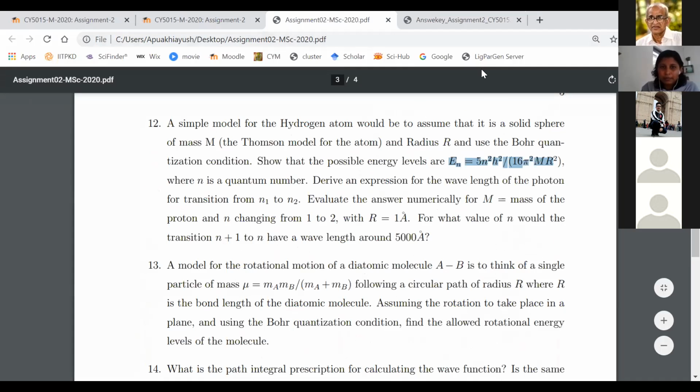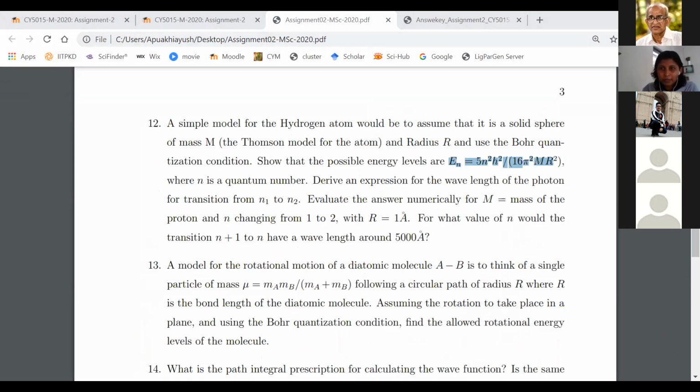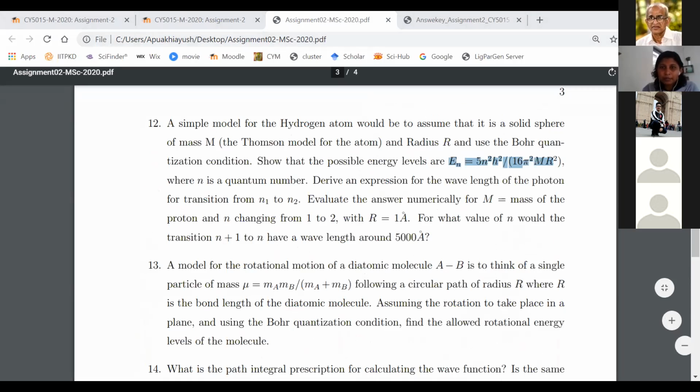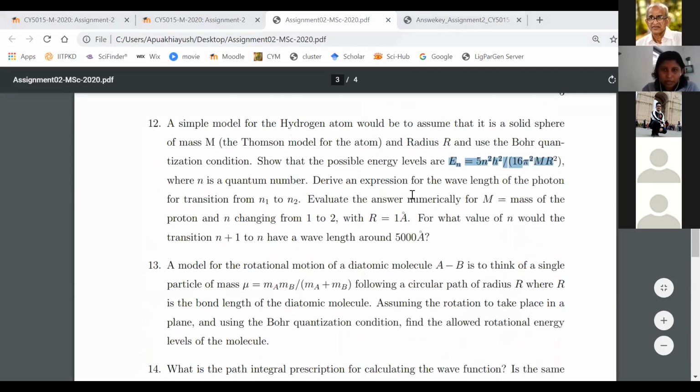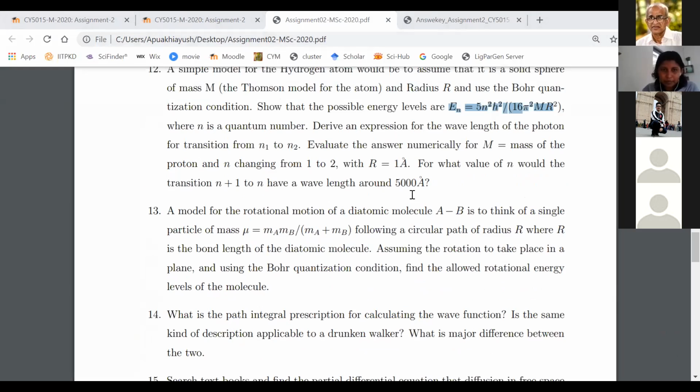Well, the major thing is in question number 13, you need to know the moment of inertia, because you will say that I into omega is equal to n h cross, where h cross is h divided by 2 pi. That is the Bohr quantization condition.